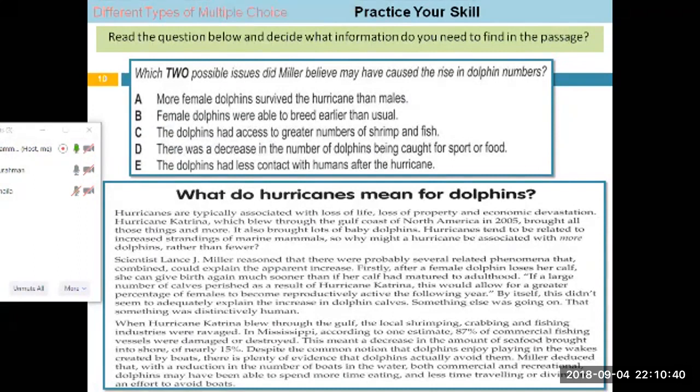Which two possible issues did Miller believe may have caused the rise in dolphin numbers? One is B, and the other one I think is E. B and E, okay. What about you, doctor?